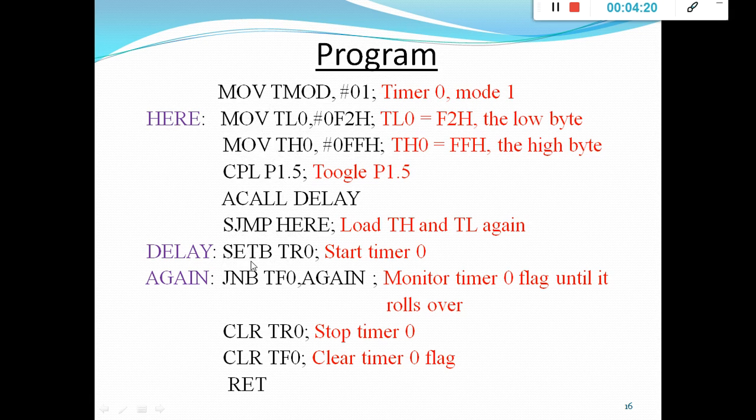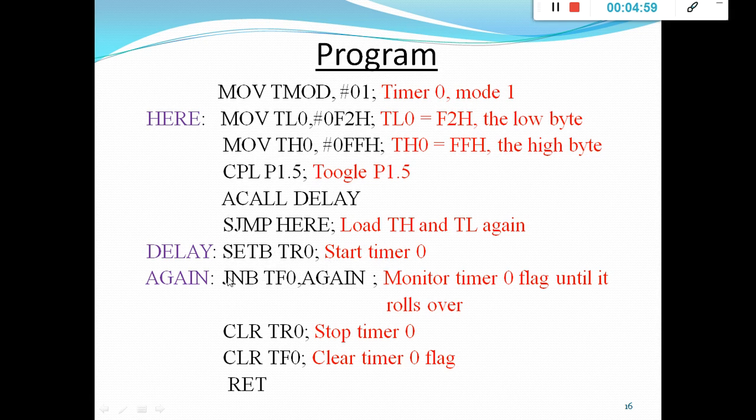How to start the timer: SETB TR0. Then when the timer is started, the initial value is going to be counted. The first initial value is FFF2, next it becomes FFF3, FFF4, and so on up to FFFF. Until it reaches FFFF, the TF0 flag, the timer flag 0, will have the value 0. Once the overflow happens from FFFF to 0000, at that time the TF flag becomes 1. So you have to monitor when the TF flag becomes 1. Until the TF flag is 0, it will stay in the same loop.